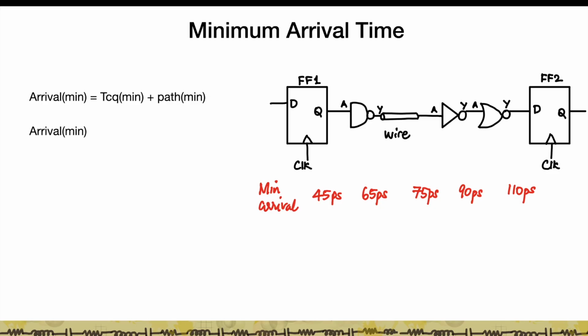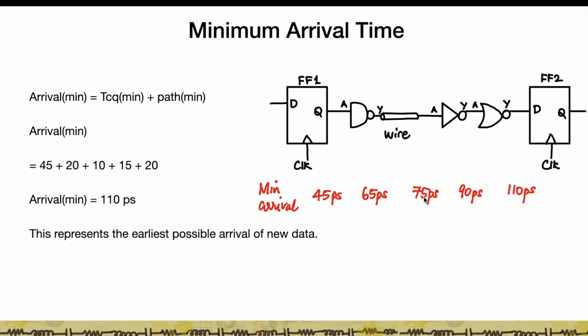Adding up the minimum delay stage by stage, after FF1 45 picoseconds, after NAND 65, after wire 75, after inverter 90, and after NOR 110 picoseconds. The earliest the signal can possibly arrive at FF2's D input is 110 picoseconds after the launch clock edge. That's the minimum arrival time. Now we need to know whether this 110 picoseconds is safely after the hold window or whether it lands inside it.